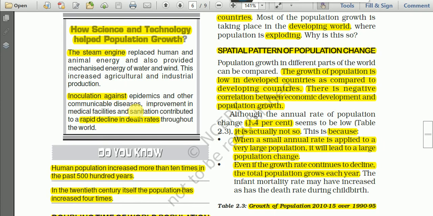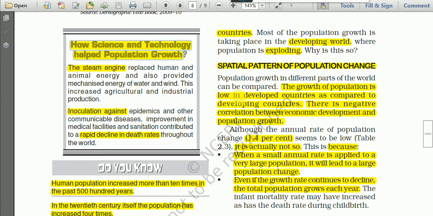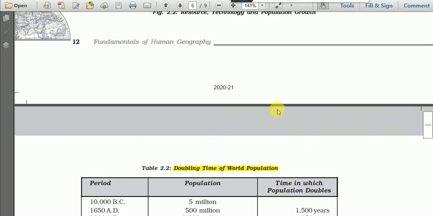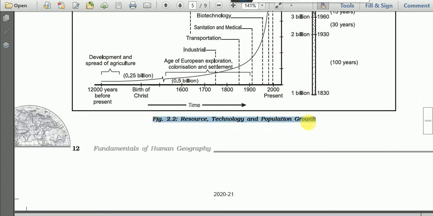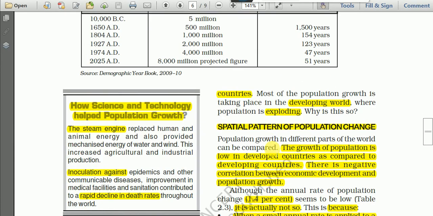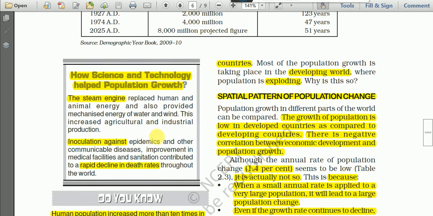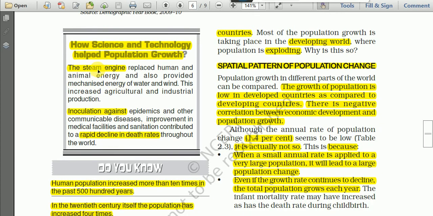So how science and technology help this population growth is mentioned here in the box. This is figure number 2.2 that we have already discussed. So let us read. Steam engines replaced human and animal energy and also provided mechanized energy of water and wind, and this increased agricultural and industrial production. So agricultural and industrial production increased because the steam engine provided mechanized energy.